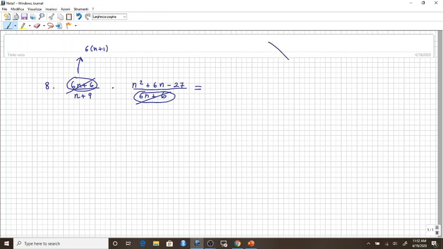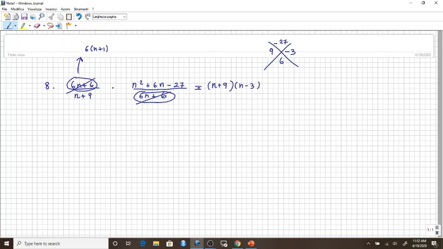Let's see if we can factor out this quadratic expression. We need to find two numbers whose product is negative 27 and whose sum is 6. Can we find these numbers? Well, let's see. How about positive 9 and negative 3. 9 times negative 3 is negative 27, and 9 minus 3 is 6. Again, leading coefficient is 1, so we can write this as n plus 9 times n minus 3, right?